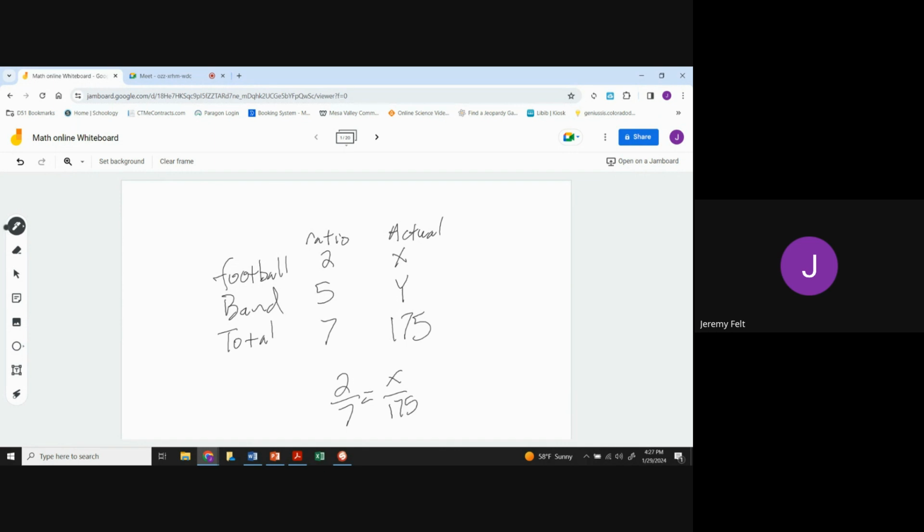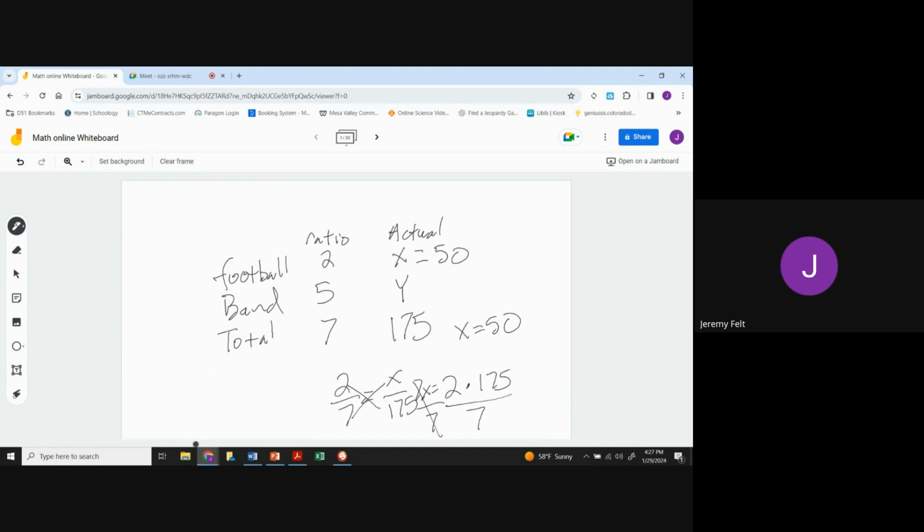These ratios, when we write them as fractions, have to be equal. And then we cross multiply: 7x, 7 times x, equals 2 times 175. And then we divide. So 2 times 175 is 350, and we divide that by 7. So x equals 50.